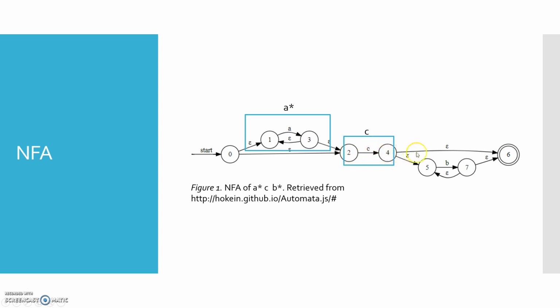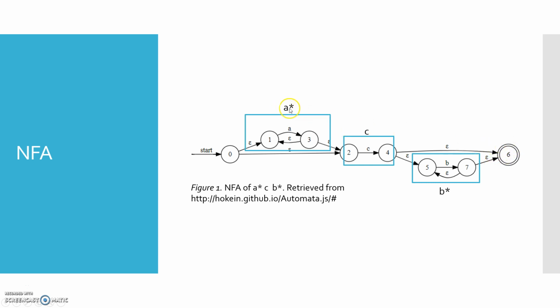And then the final segment is this, where you can have a b, and then it'll epsilon to the acceptance state. Or you can have multiple b's. It goes epsilon to state 5, and then repeats to state 7, and then finally goes to state 6.